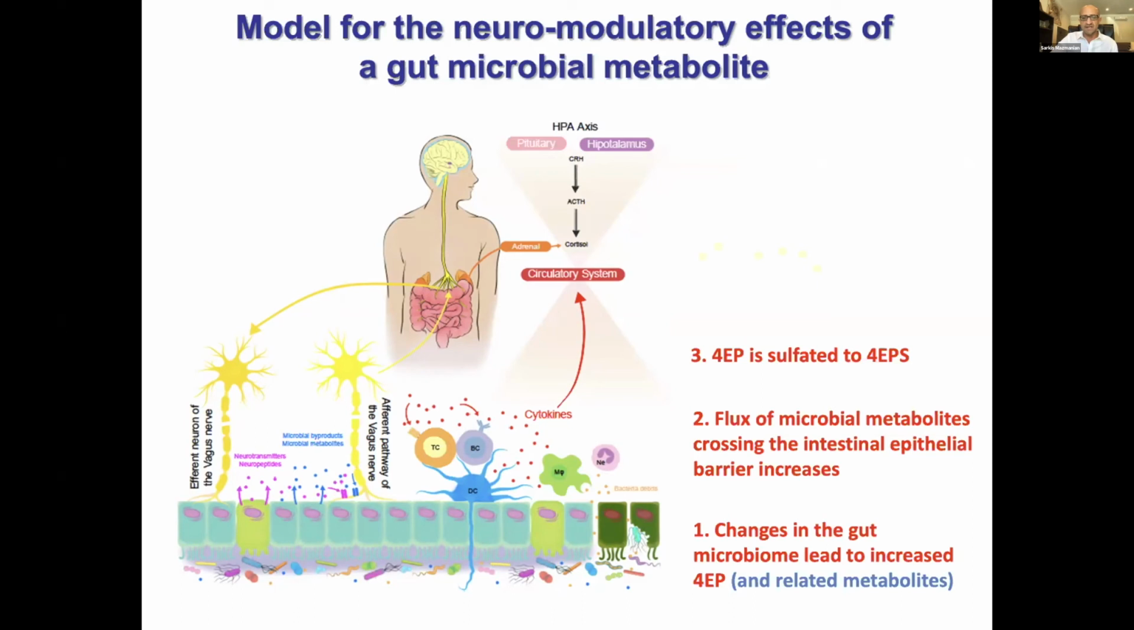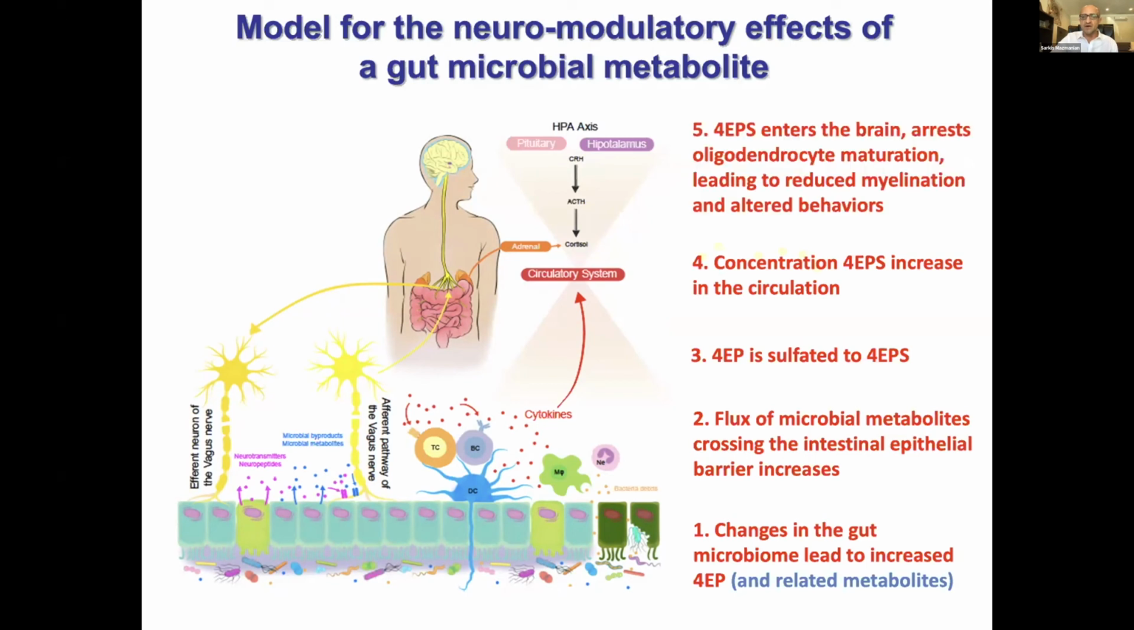4-ethylphenyl is sulfated to 4-EPS. Those concentrations increase in the circulation. And then ultimately, 4-EPS enters the brain. Though we don't know if 4-EPS in the brain is what mediates this effect. We just know that it's there. But ultimately, it results in the arrest of oligodendrocyte maturation, reduced myelination, and these altered behaviors.